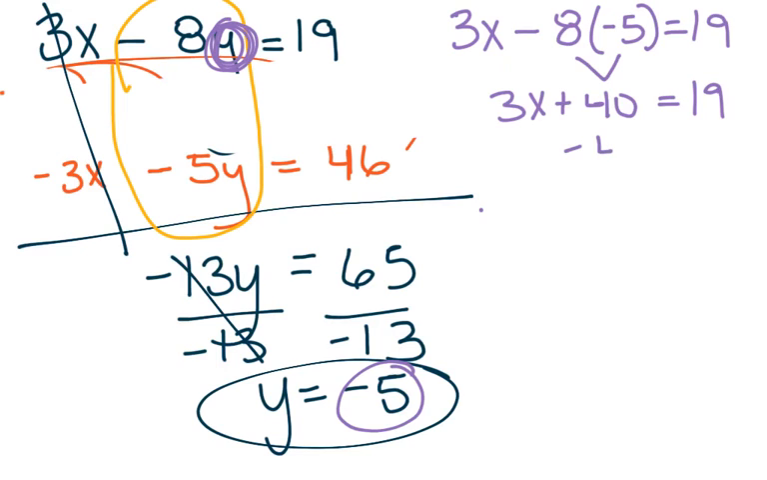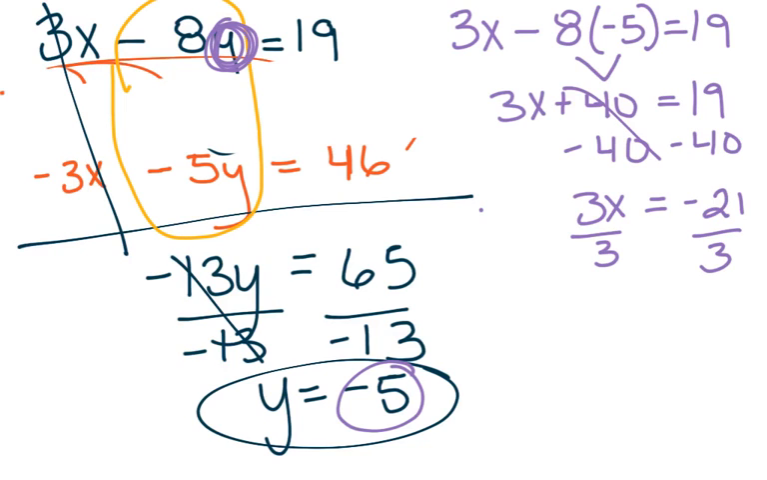Now I'm going to subtract 40 on both sides. I'm just solving a two-step equation here. Going back to sixth grade, seventh grade. So 19 minus 40 gives me -21. And I like that number because I know 3 divides into 21 evenly. So x equals -21 divided by 3, which is -7.